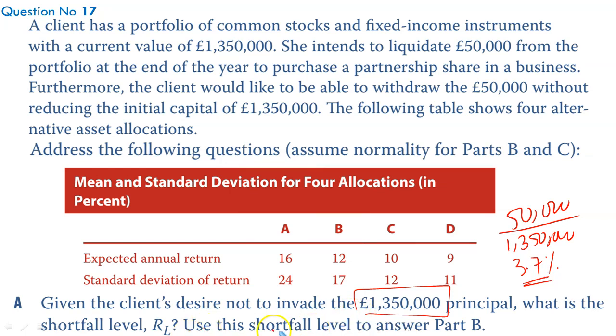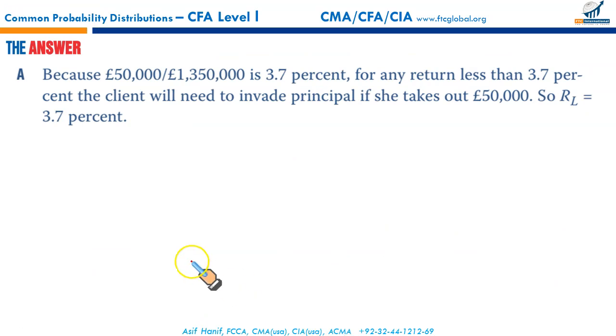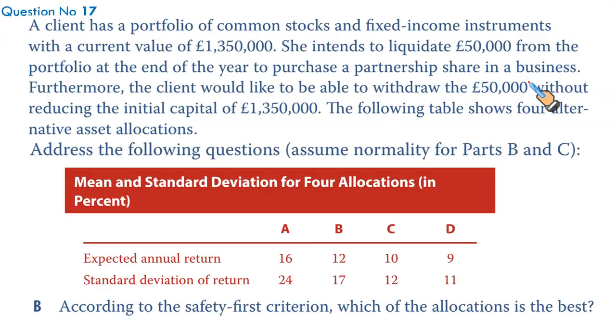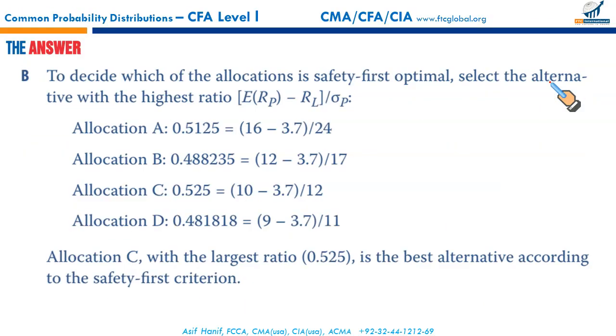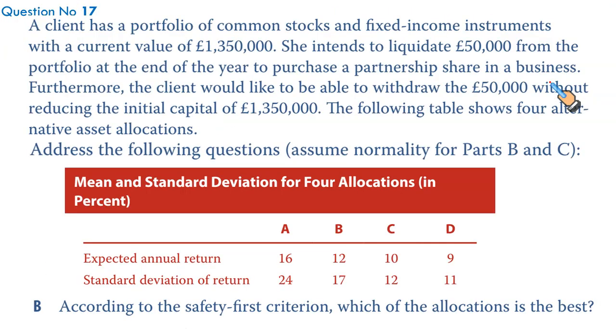That's the next part we need to go for: the shortfall level to answer part B. Okay, that's 3.7%. So any return less than 3.7% means that the principal will be invaded. A return above this is good. So this is the minimum threshold return on the portfolio. Okay, now this is the next question, the next part. According to the safety first criterion, which of the allocations is the best one?